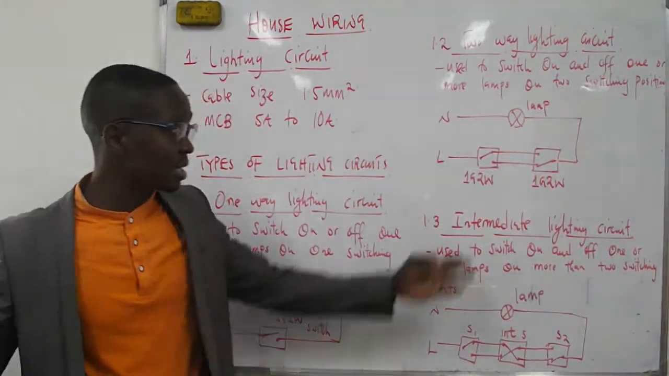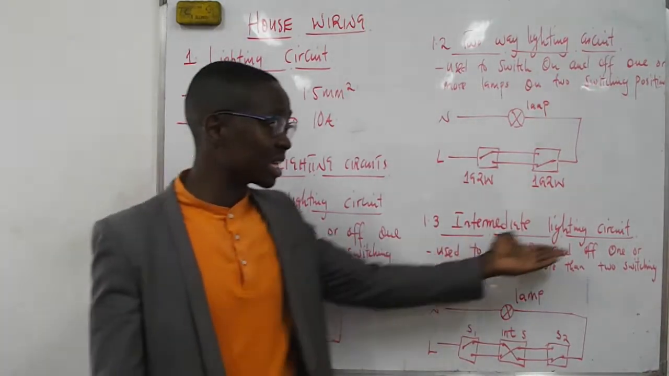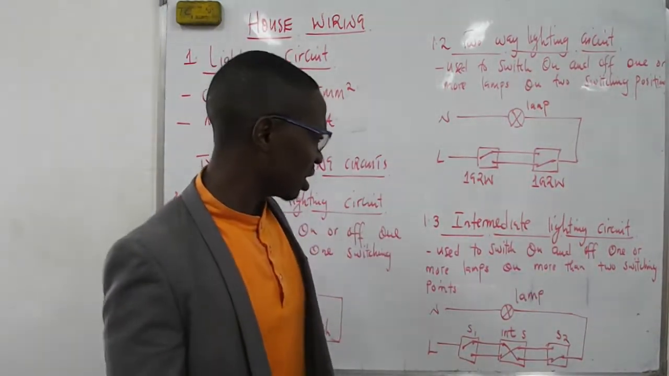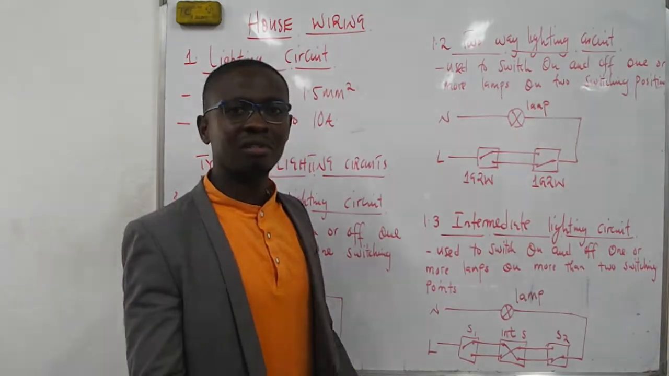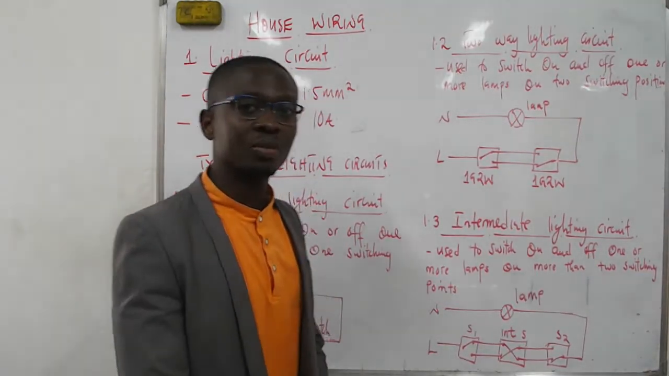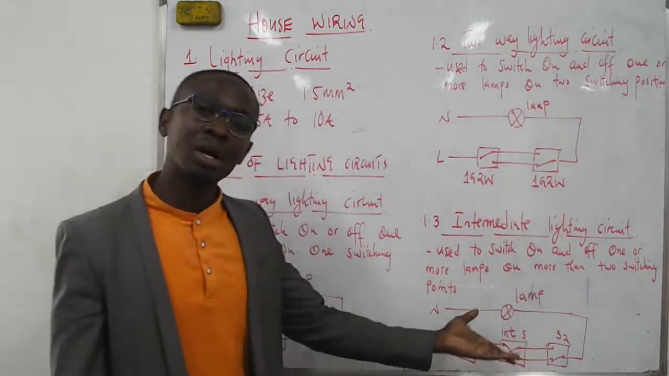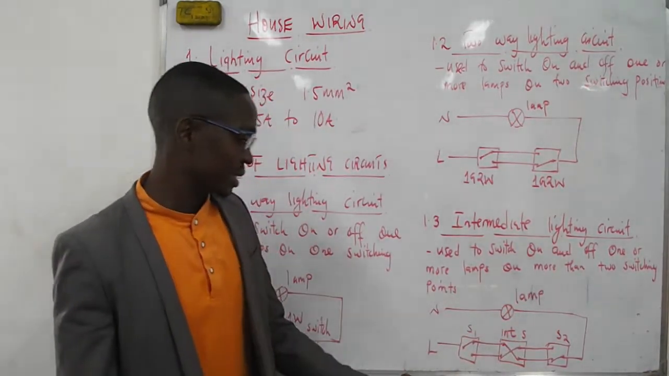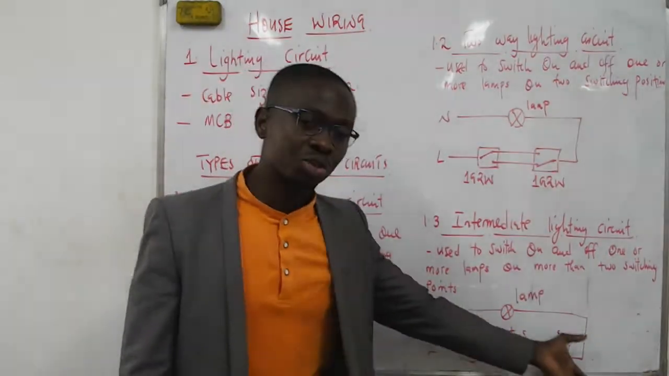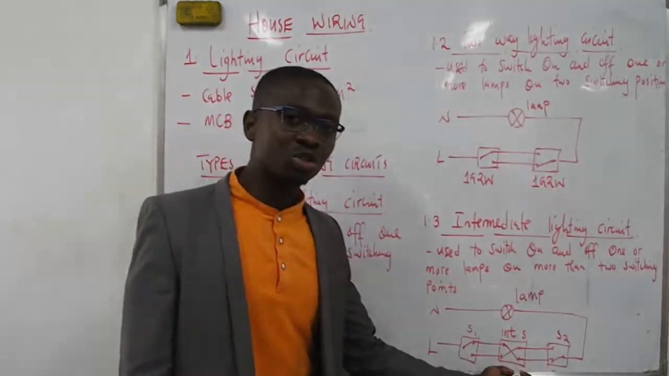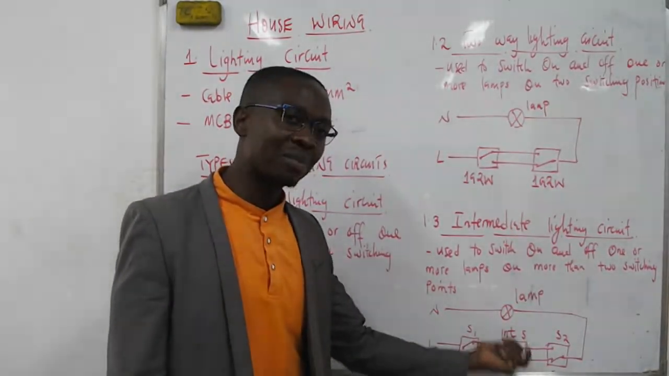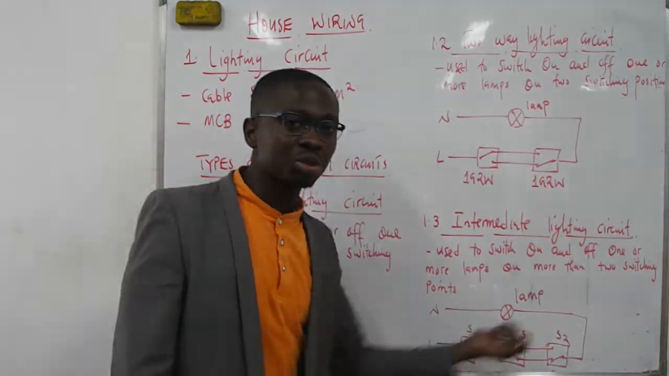Then you've got the third type of lighting circuit, which is the intermediate lighting circuit. This one is used to switch on a lamp or a number of lamps from more than two switching positions. It's also called multiple switching position. For this one, we have three switching positions: switch 1, switch 2, and switch 3. The intermediate switch is a switch you put in between the two switches.